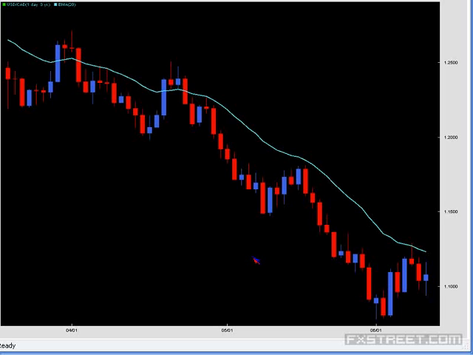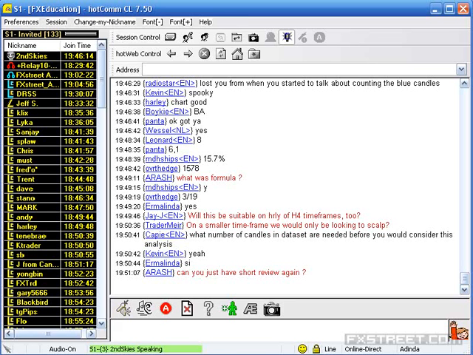And so because of that, they could be getting involved in positions that may have a short-term effect on the market, but are unlikely to seriously influence an entire day's candle or a series of daily candles or a series of 4-hour candles. So that is why I apply this primarily on 4-hour and daily time frames. And there's always a scalper in here that's always wondering, on a smaller time frame, would we only be looking to scalp? No, you wouldn't be looking to scalp.